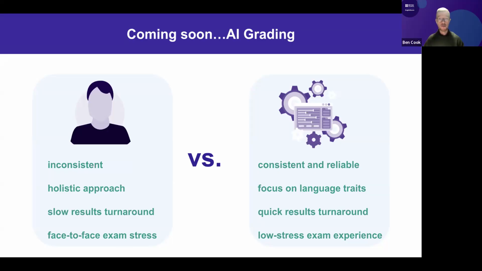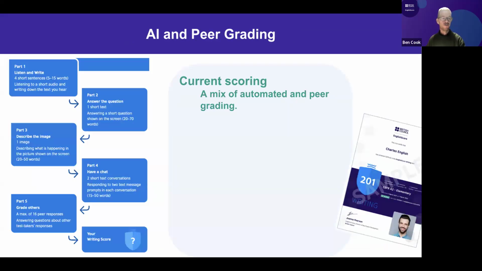But that's a broad overview of, I guess, humans versus machines, if you can put it like that. What have we done at EnglishScore? Well, again, those of you who are familiar with EnglishScore already will know that we currently use a mix of automated and peer grading. And the reason that we use a mix is that up until recently, automated grading was really good at doing things like grammar and vocabulary and spelling, but it wasn't very good at understanding context and things like, did they answer the question? Did they actually give a good answer that I could understand?